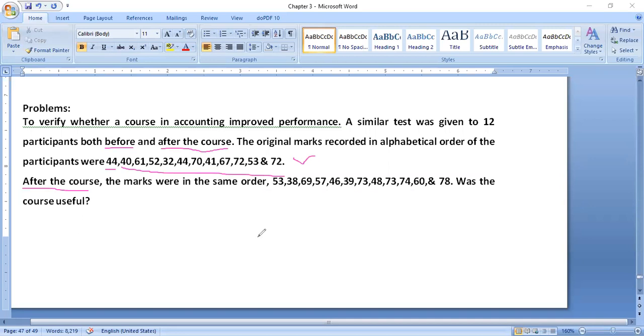In the given question, only before and after the course information is given. 5% LOS is not mentioned and 1% LOS is also not mentioned. So we have to assume 5% only, and go for the t-test table value. The procedure is the same. You see the procedure, we already know the testing of hypothesis procedure.